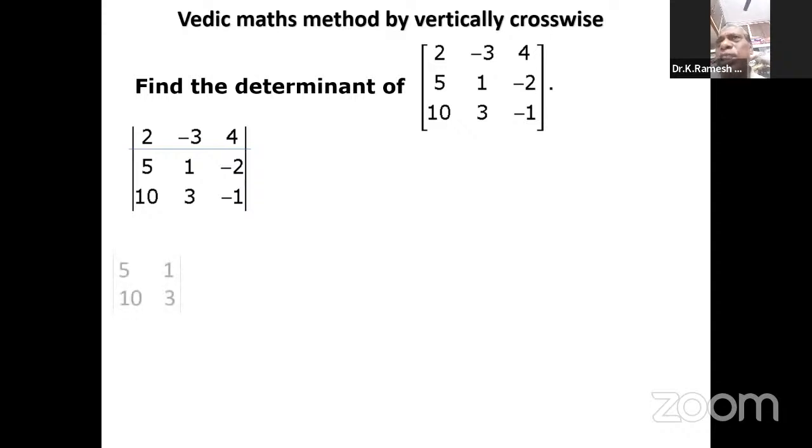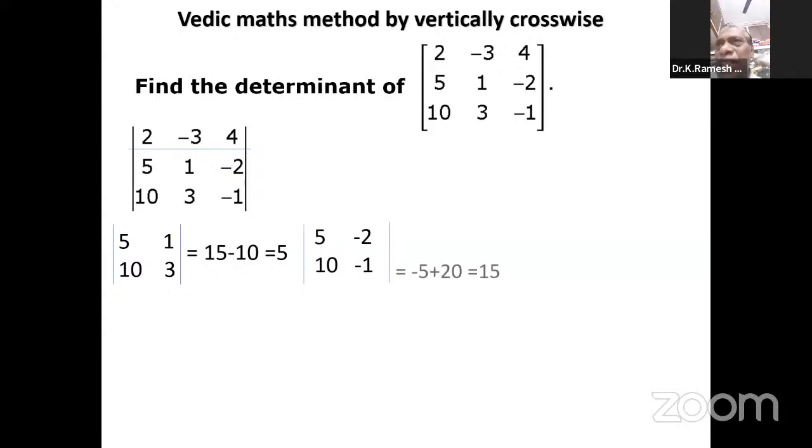2, -3, 4 is separated from the other two rows. That is 5, 1, -2, and 10, 3, -1. Then I am finding the determinant of 5, 1, 10, 3. Then I am finding the second determinant, that is 5, -2, 10, -1. And I am finding the third determinant, that is 1, -2, 3, -1. Here you will get 3 determinants, that is 5, 15, and 5.